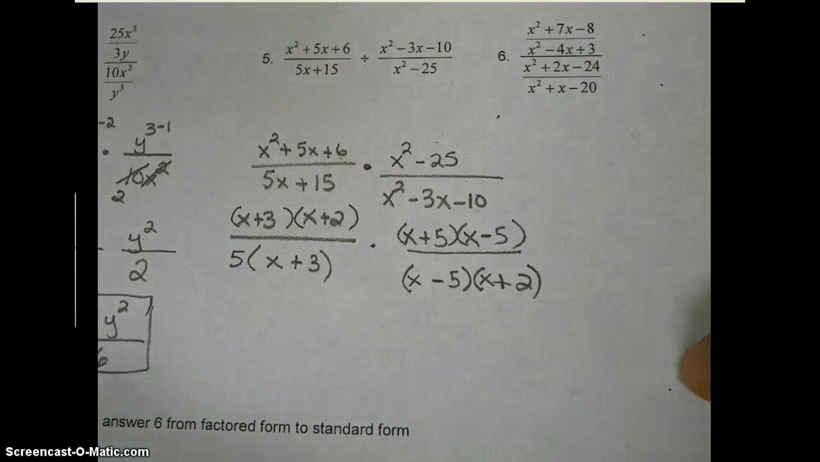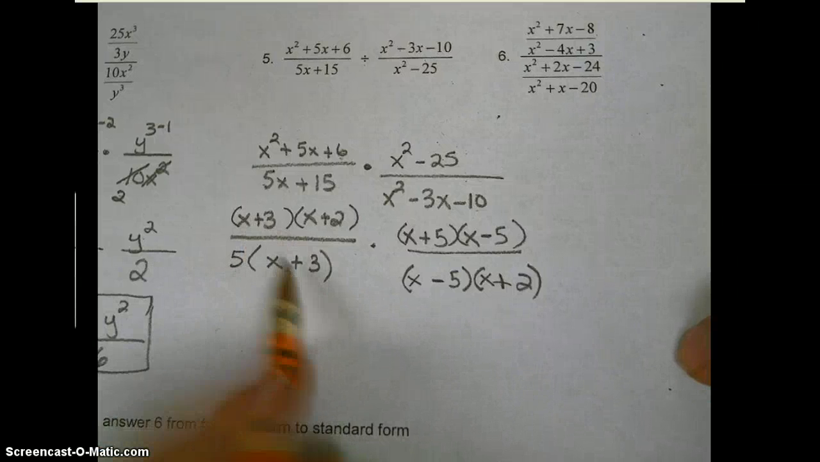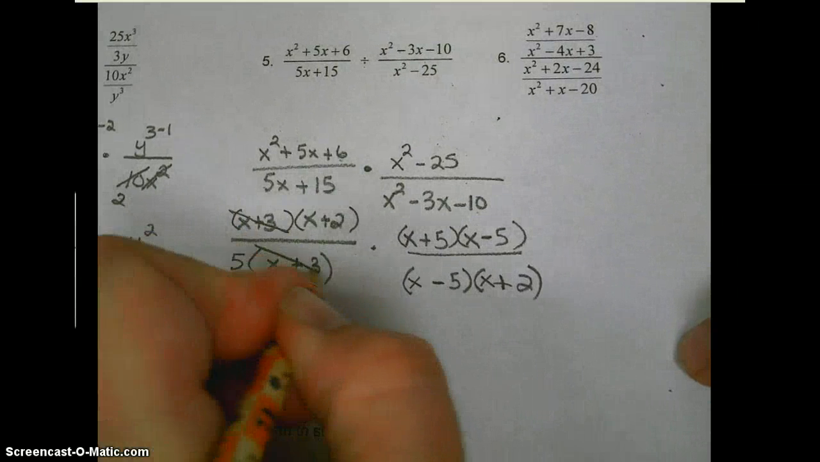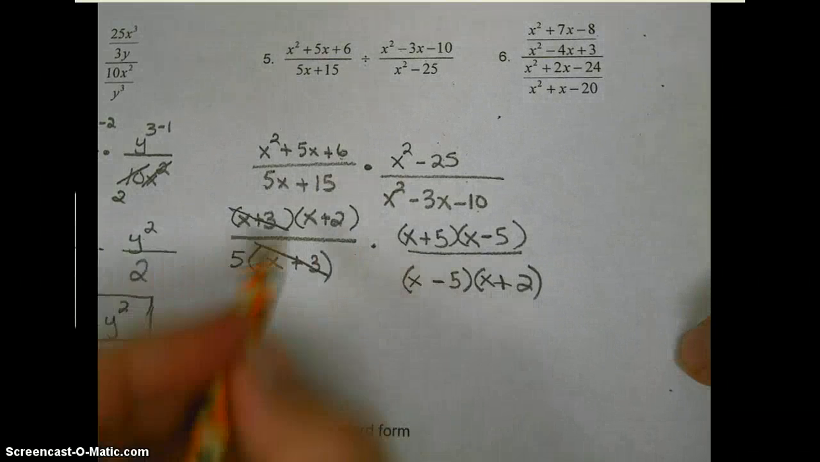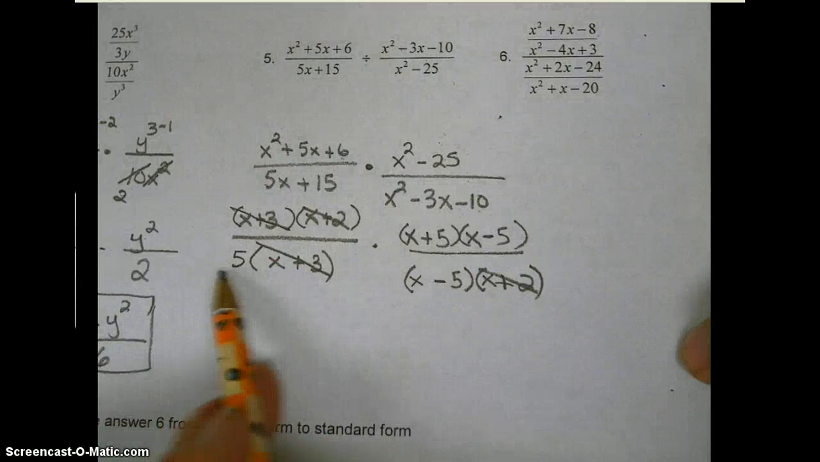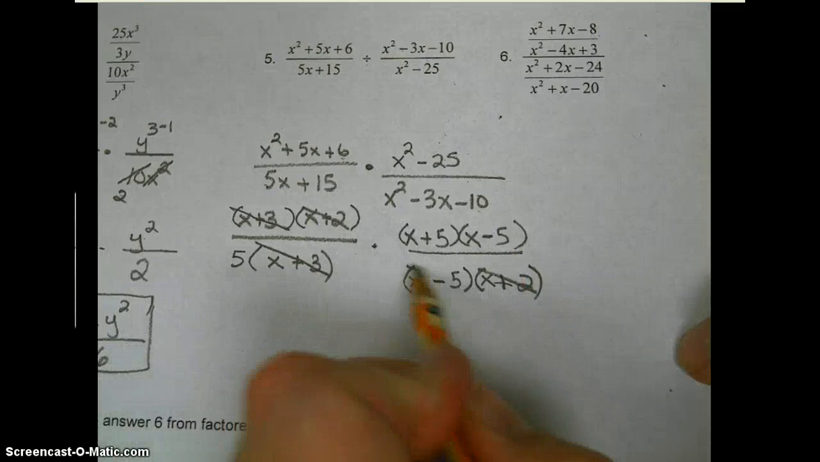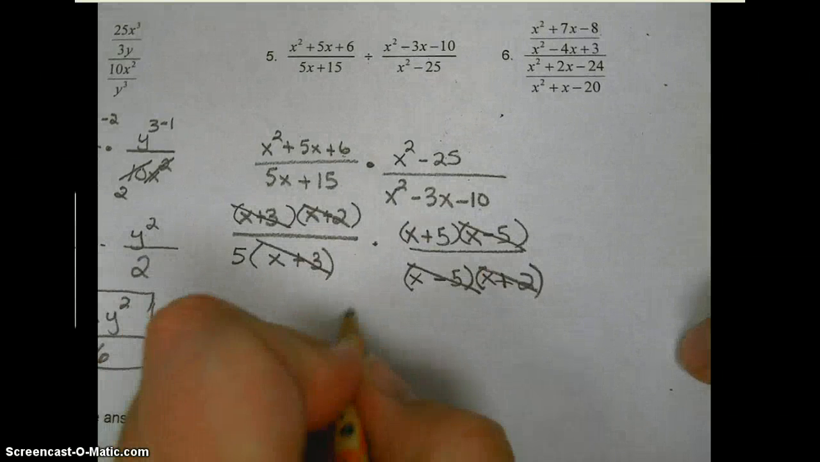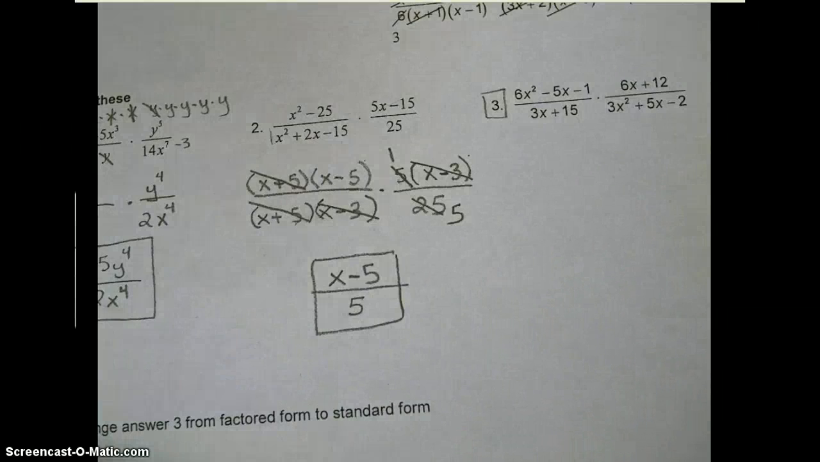Okay? All right, so now let's do some canceling. Starting here, x plus 3. Anything? Yep, right there. Good. X plus 2. There it is. Okay, keep going. X plus 5? Nope. X minus 5? Yep. So that leaves us with x plus 5 on top and 5 on the bottom. Now that sure does look familiar. Almost the same. Not quite.